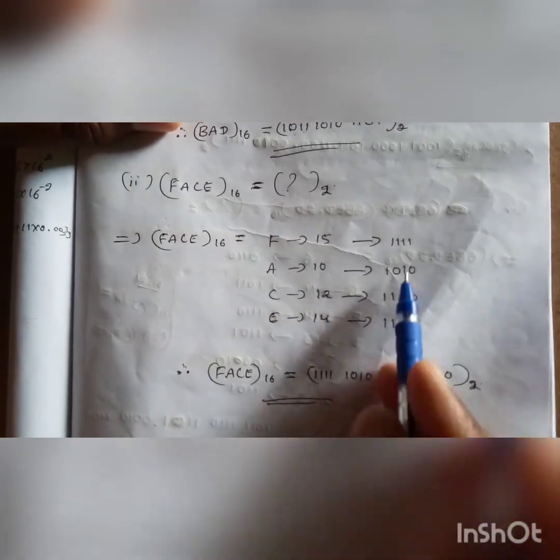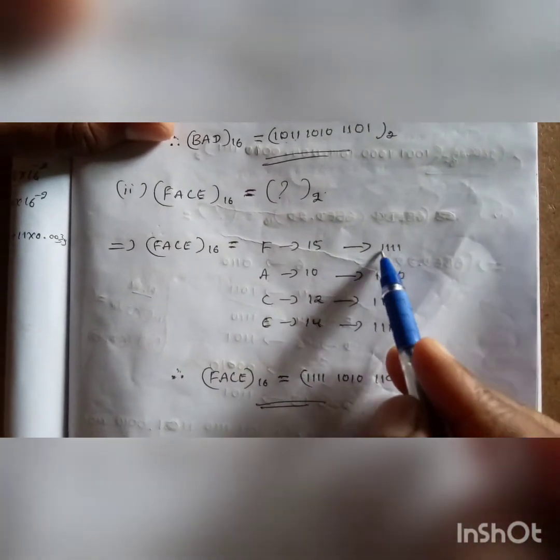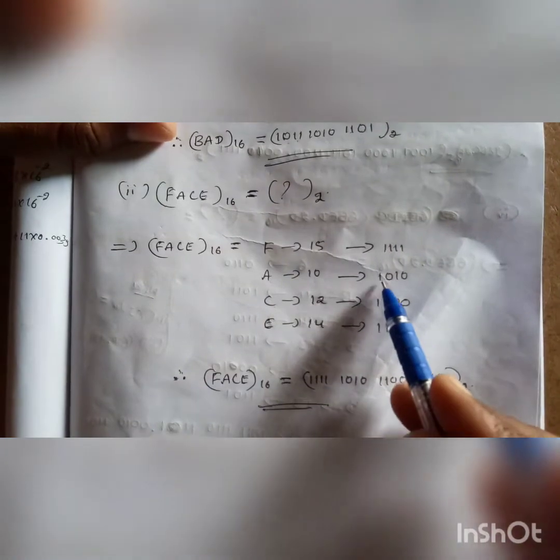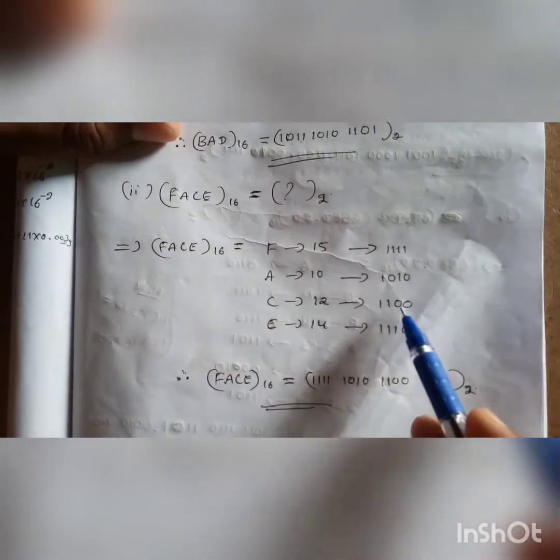1110. Now we combine these: 1111, 1010, 1100, 1110. Therefore FACE base 16 equals 1111 1010 1100 1110 base 2.